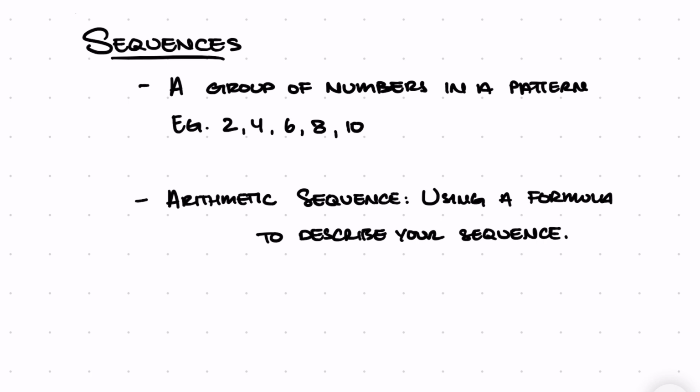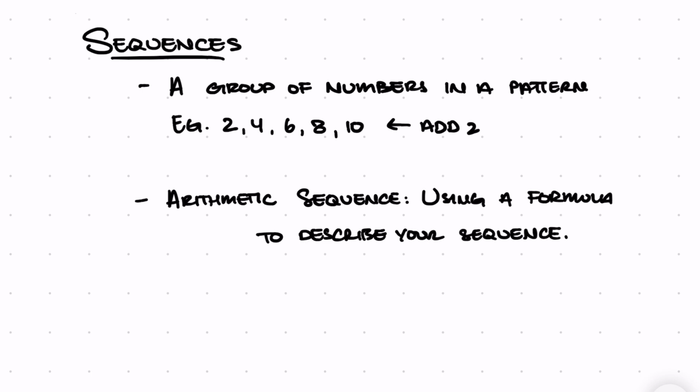The idea is a sequence is a group of numbers that are in a pattern. So for example, 2, 4, 6, 8, 10. Now, sometimes we want to figure out what this pattern is. So we might say that for this pattern, you keep adding 2. Now, however, there is something called an arithmetic sequence, and this is when you use a formula to describe what your sequence actually is.